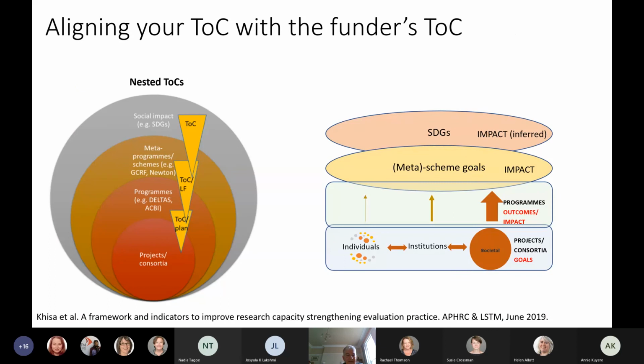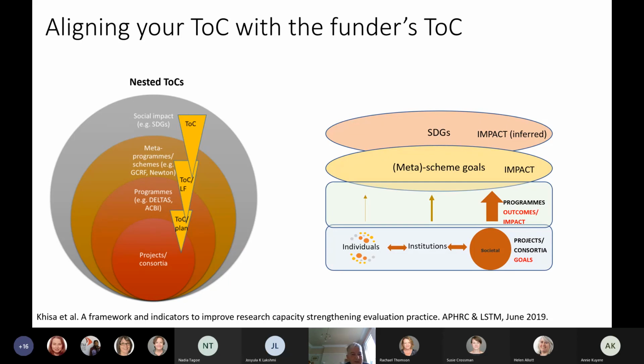So finally, as I mentioned, some of the funders are now beginning to develop their own scheme level theory of change. And you saw that one for Newton, NIHR have one, the African Academy of Science have one for their Deltas consortia, and you may well see others. And the funders are asking people writing proposals to make sure that their project theory of change aligns with the funder's one.